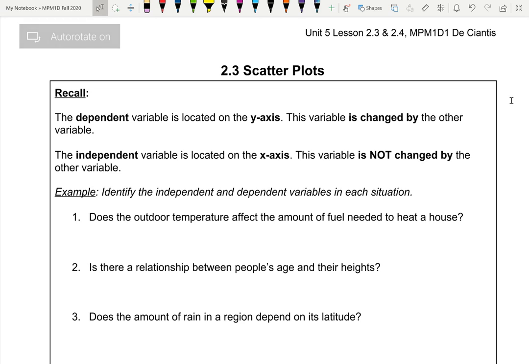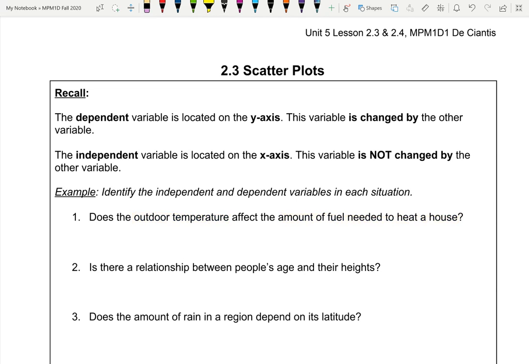Does the outdoor temperature affect the amount of fuel needed to heat a house? We're talking about outdoor temperature and the amount of fuel needed to heat a house. Which one do you think would affect the other? Does the amount of fuel needed to heat a house affect the temperature outside? Or is it the other way around? How hot or cold it is outside will affect how high you turn on your furnace.